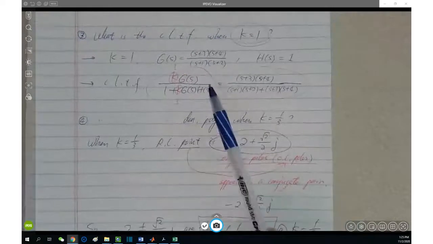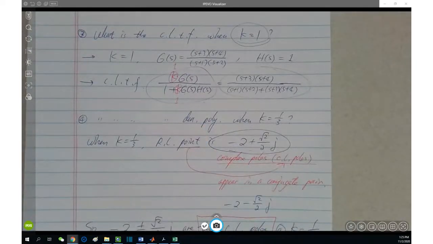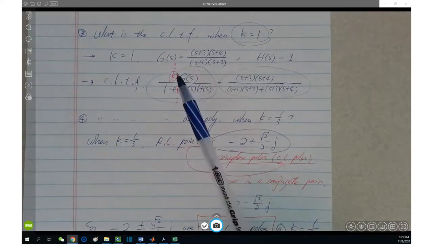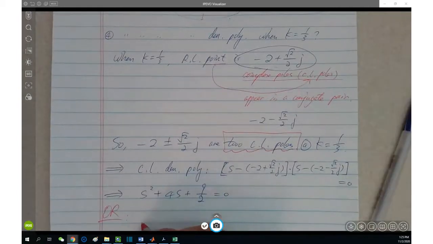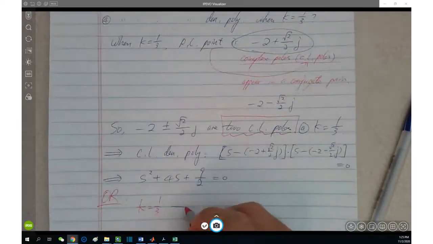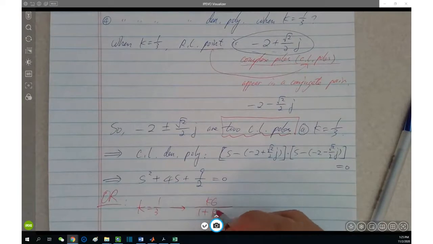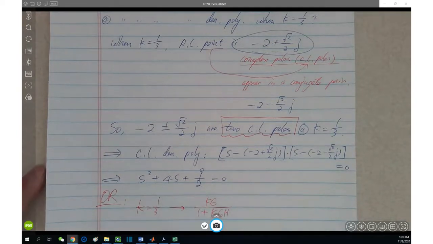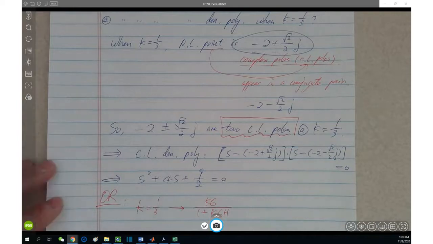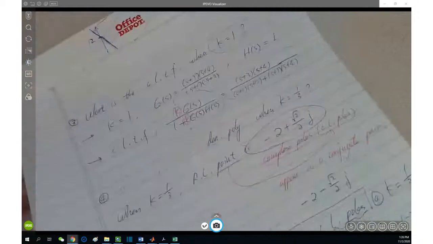If you from here directly substitute the k value by 1/3, of course you can find everything you want. But if this is not given, how do you find the polynomial? Here, this is the idea. Of course, k equals 1/3, so kG divided by 1 plus kGH, you can find everything you want: transfer function, denominator polynomial. All right, any questions regarding this example? If no questions, we can move on to example 2.